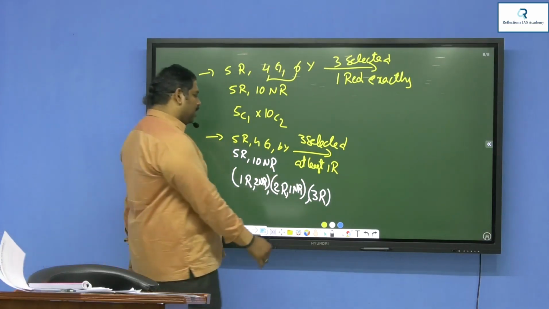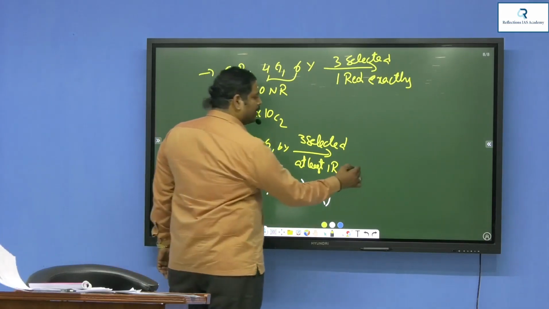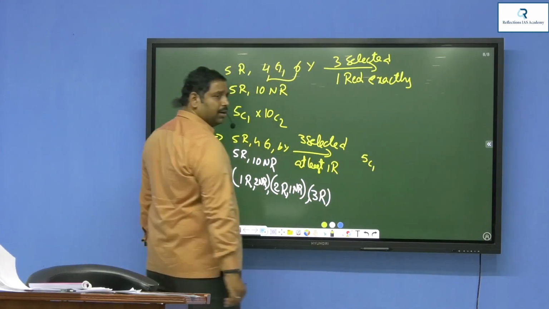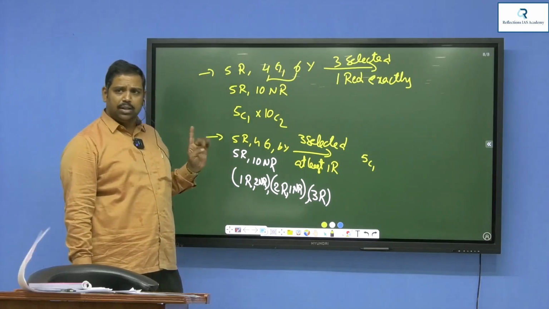Now I am going with the concept. From the 5 red, you have to select 1. That can be done in 5C1 ways. The work is completed or not completed? You have to select 3, but you selected only 1. The work is not completed.